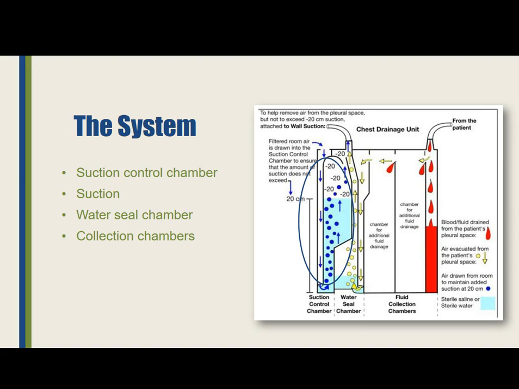You would then apply suction to an outside wall source so that you have gentle bubbling of the water in the suction control chamber. You need to maintain the water level at the -20 centimeter mark, so a gentle, continuous bubbling is key. Next, this is the water seal chamber.